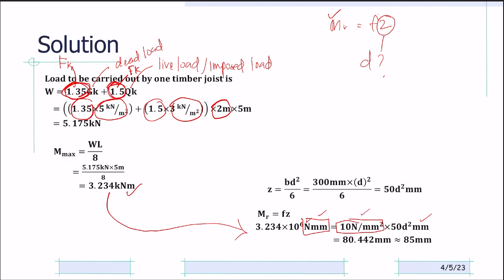And the F, so 50 D square mm. And you can get the value of D by just 3.234 times 10 to the power of 6, divided by 10 and divided again by 50. Then you square root, and you will get 80.442. So we cannot stick to this value, and we cannot round it down. Remember, the longer the depth, the higher the height of the beam, the better, the bigger the beam the better. So make sure you round it up. So I round it up to 85. Okay, so that is my final answer.